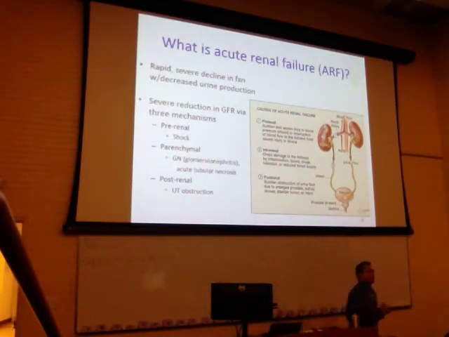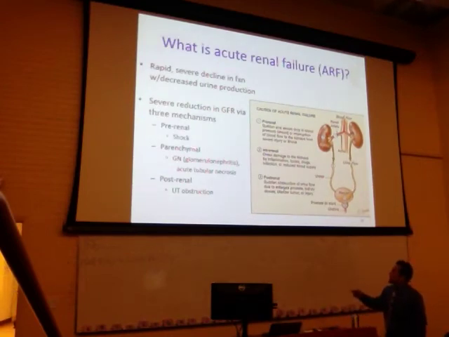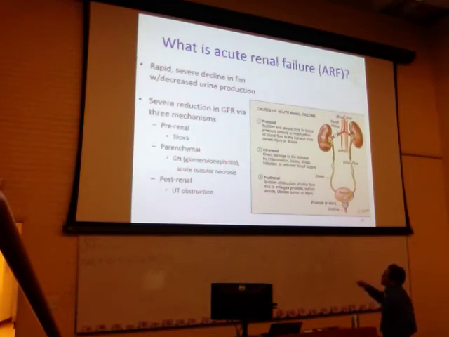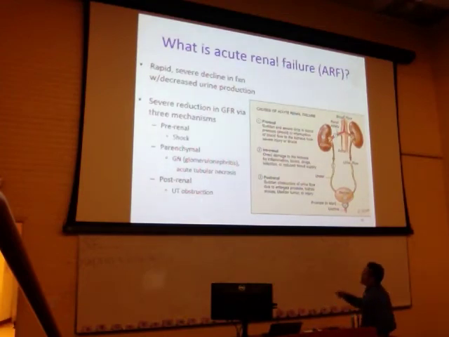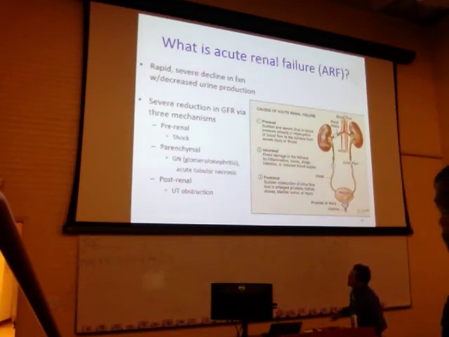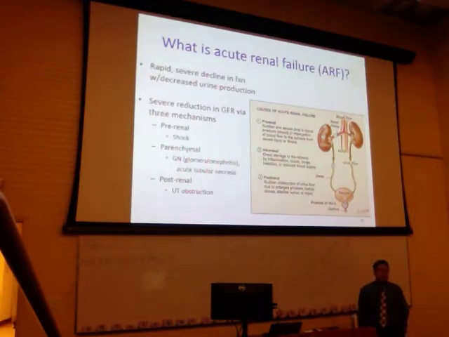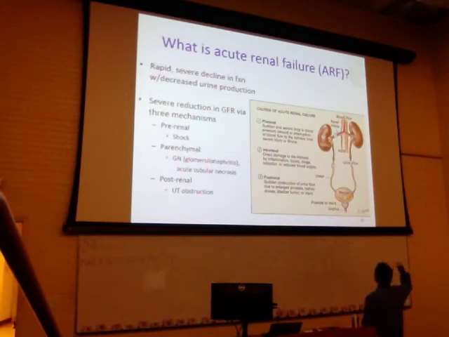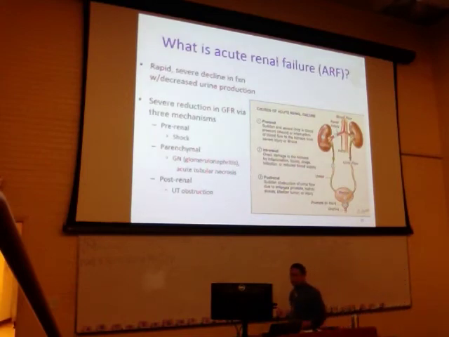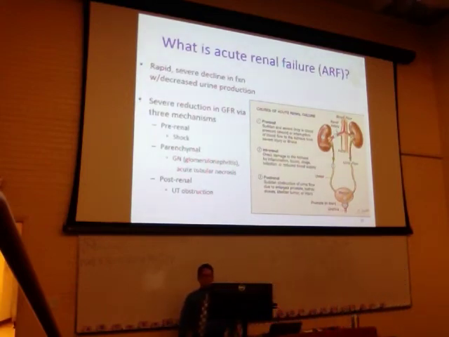Things can happen either before it ends up at the kidney, pre-renal. It can happen at the level of the kidney, which we call parenchymal. Parenchymal, remember, is a word that means the functional tissue of that organ. And thirdly, we could get renal failure because of something that's happening technically after the kidney, post-renal. And the example that you see here is a urinary tract obstruction.